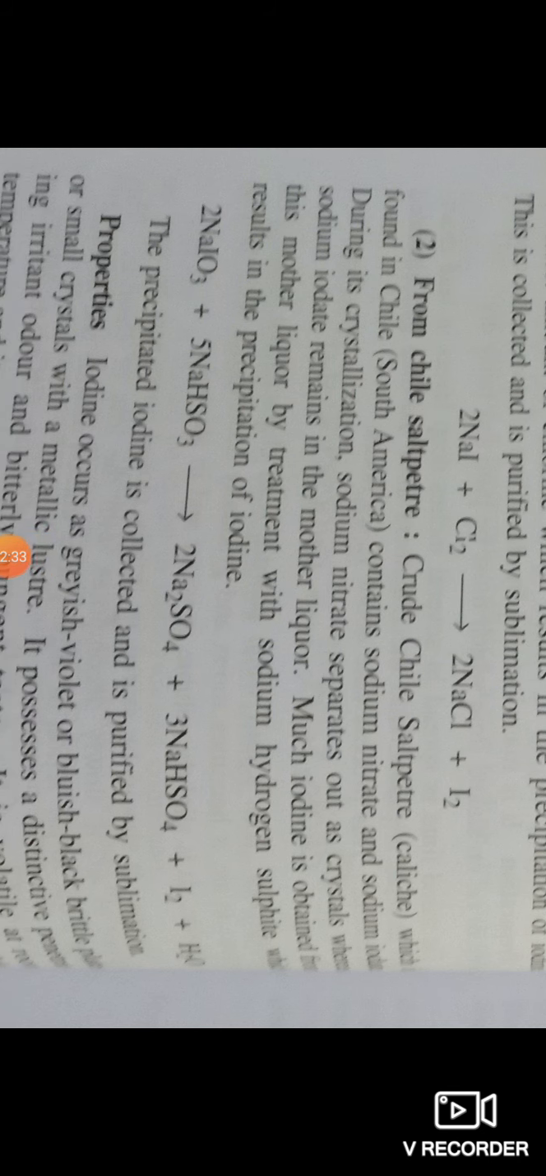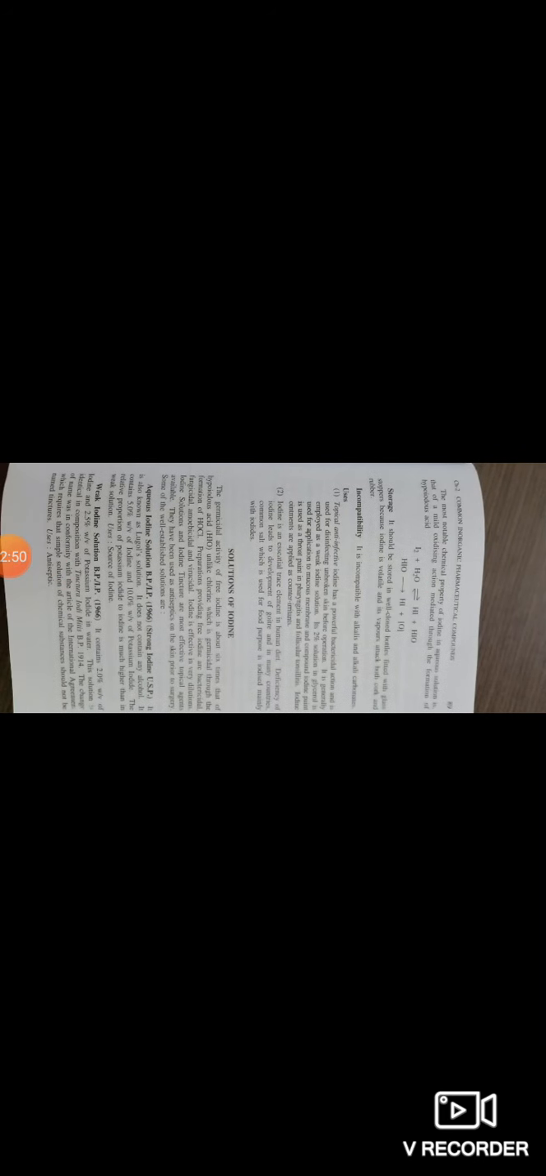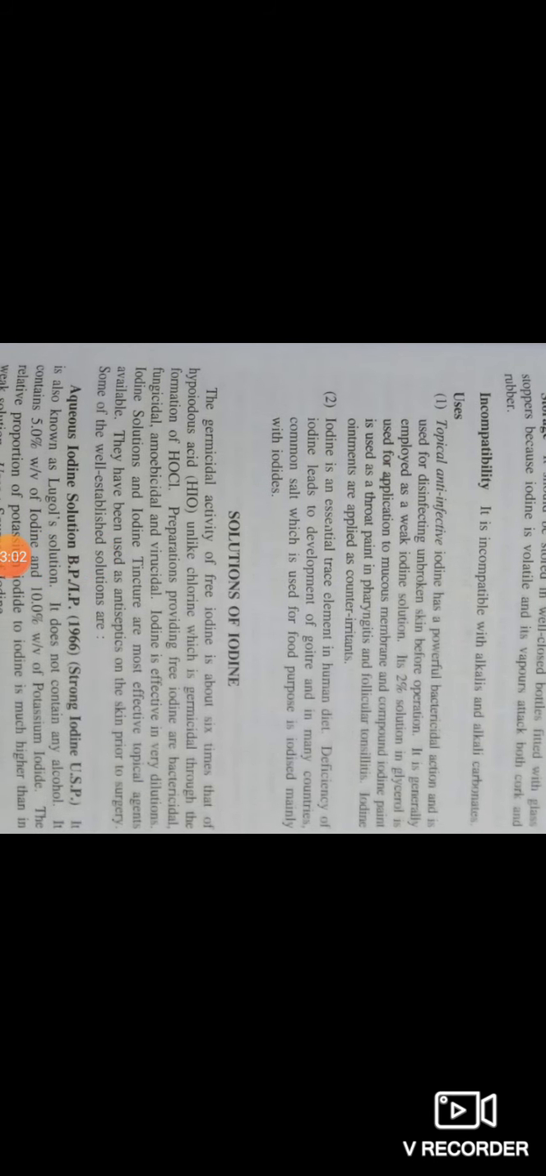It's bluish black plates or small crystalline forms with an irritant odor and pungent taste, volatile at room temperature, slightly soluble in water. It is incompatible with alkalis and alkali carbonates. Topically used as an anti-infective. It has powerful bactericidal action, and is also used as a disinfectant for unbroken skin.